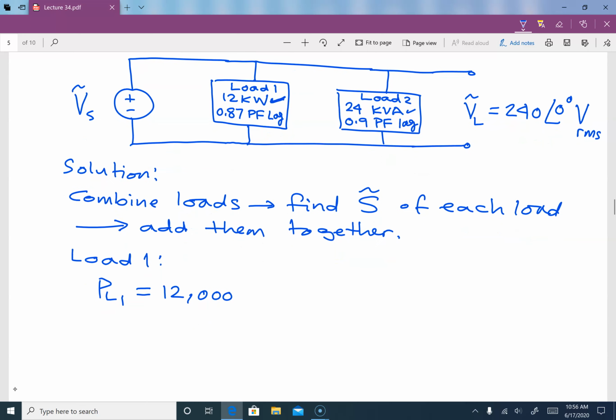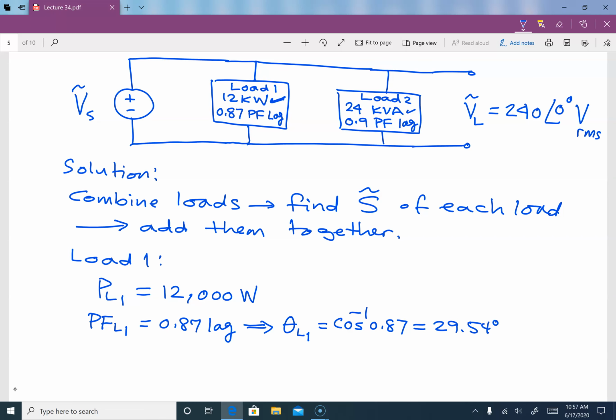So we'll go back to complete load 1. So the power of load 1 is 12,000 watts. The power factor of load 1 is 0.87, which is lagging, right? Then that will give us our theta of load 1 is equal to the inverse cosine of 0.87, and that is equal to 29.54 degrees.